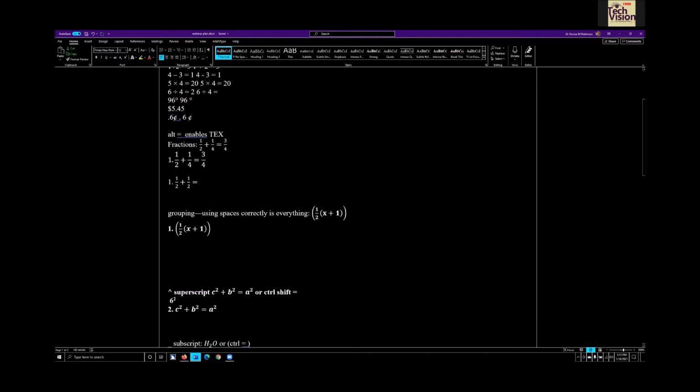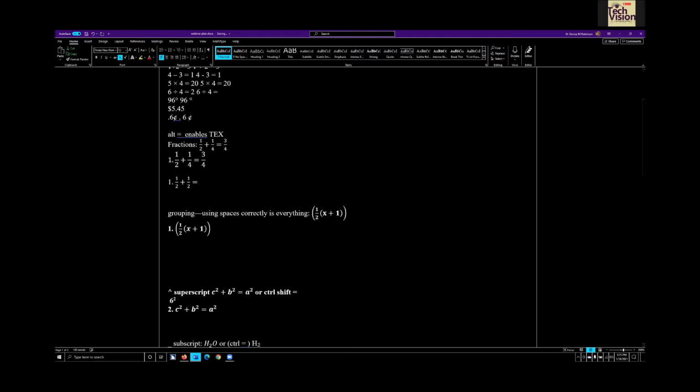Underline subscript: H sub 2 O, or left paren control equals right paren. Okay, so H2O, we can hit your end key. Space. Now, control equals is also subscript, so we could do H and O, and I always teach them everything, so they can do whatever they want to.